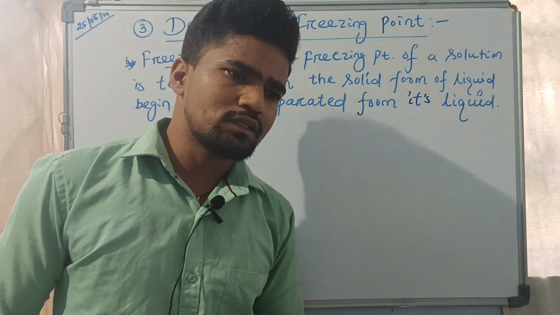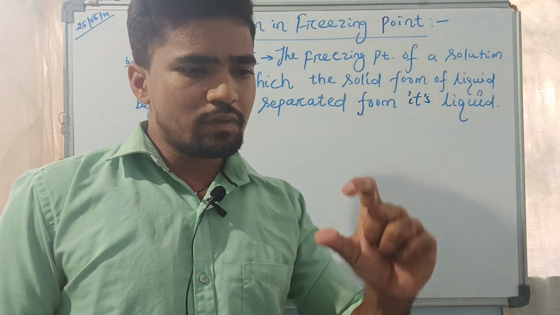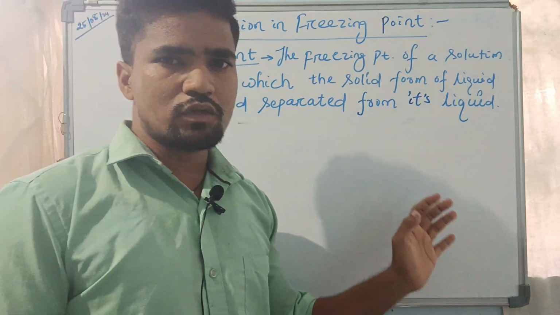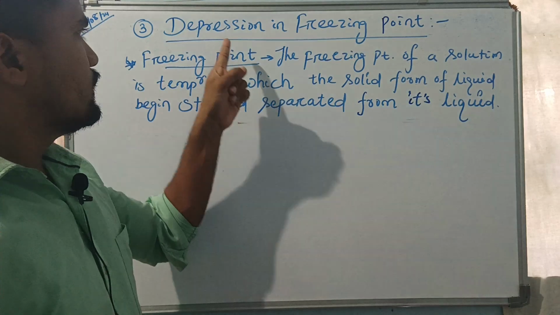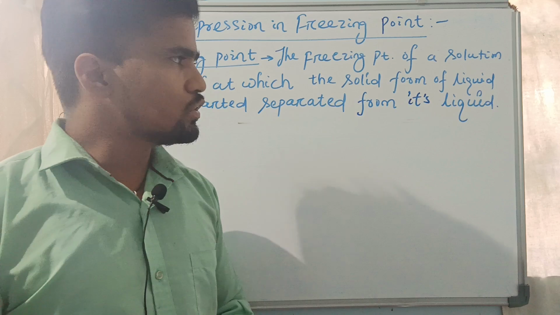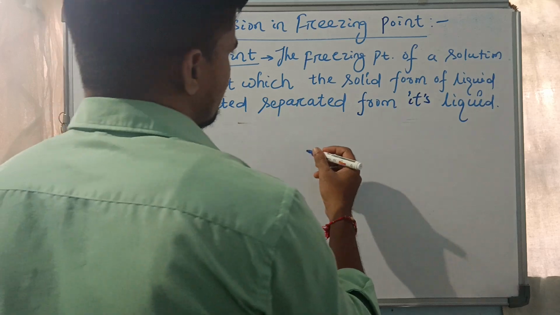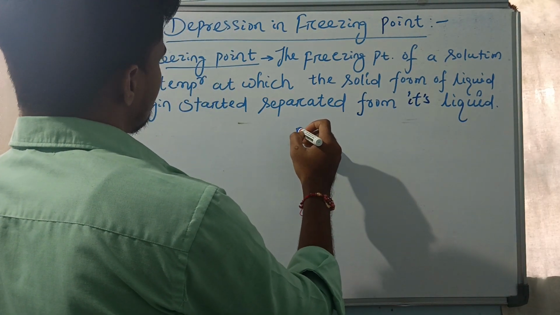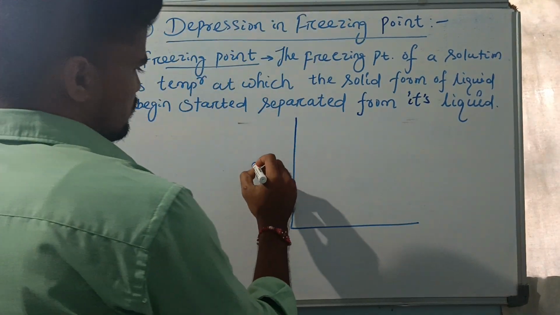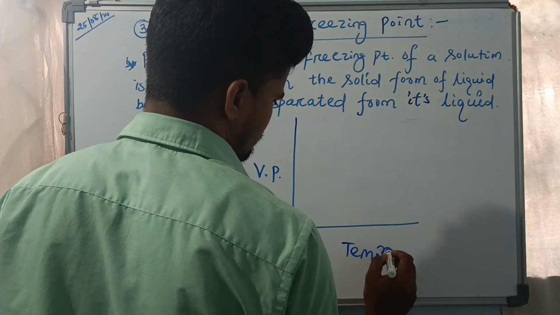Okay, so we know that when a non-volatile solute is added to a liquid, its vapor pressure decreases. And the lowering in vapor pressure of the solution causes a lowering in the freezing point, at a lower temperature, so the solution has a decreased freezing point, right? So let's discuss with the help of a plot. Suppose we draw a plot of vapor pressure versus temperature.